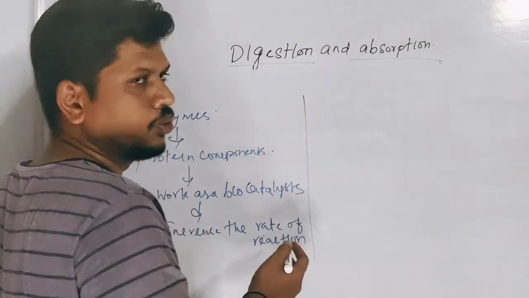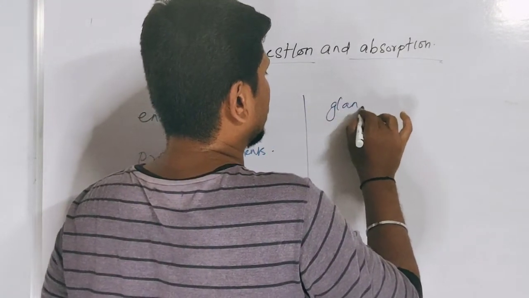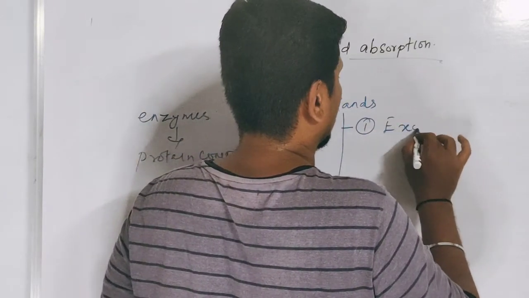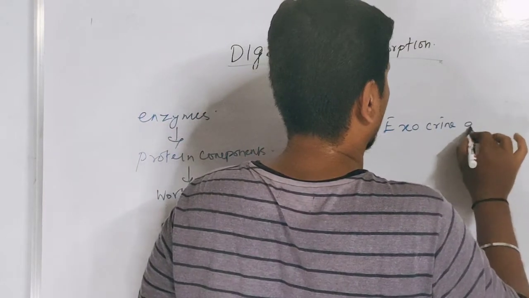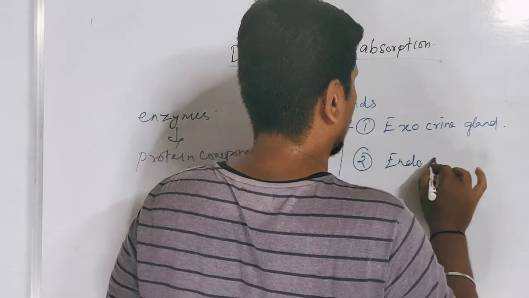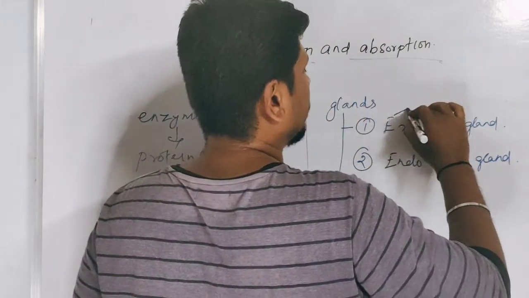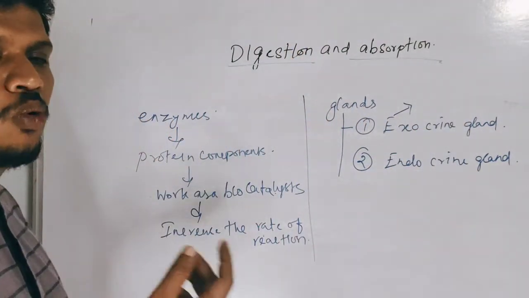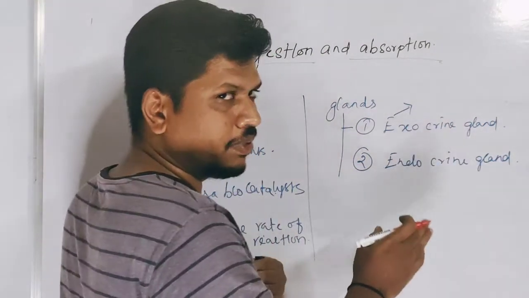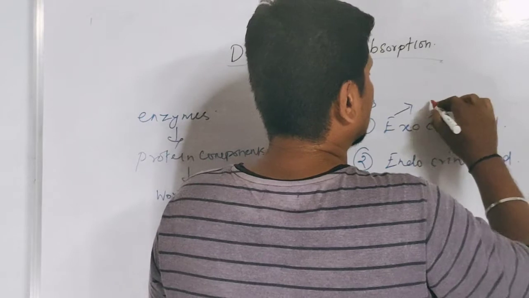And one more thing, I told you the definition for gland also, right? The glands, again we can classify into two parts. One is exocrine gland, another one is endocrine gland. Right? Now, what do you mean by exo? Yes, outside the body. Certain glands are present outside the body. Crine means you always remember secretion.